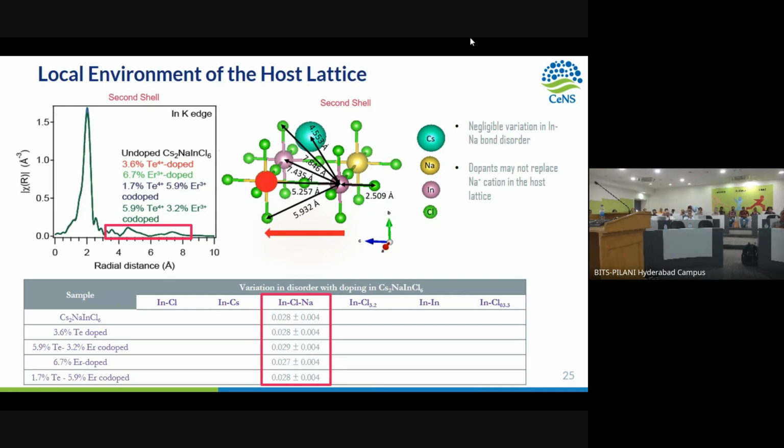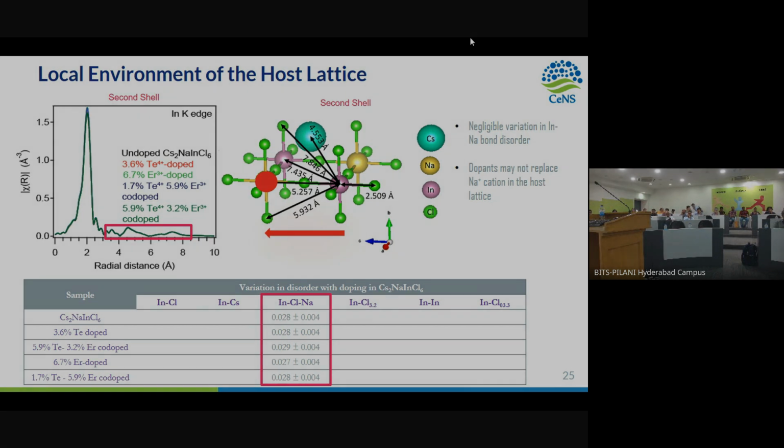So the other possibility is what? That the dopant is actually going to the indium site. That's why we do not see any change in this EXAFS pattern.